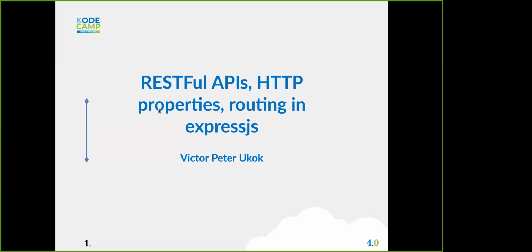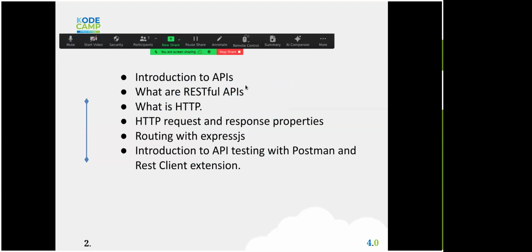Let's go to the next page. Introduction to APIs. So what are APIs? I know you guys have heard APIs, APIs, APIs. You guys have also heard back end. What is back end? What are APIs? Then what are RESTful APIs? There are different types of APIs, but we'll talk about RESTful APIs. Then we'll look at HTTP as a topic. What is HTTP? Why is it even important to our lives as developers? Then we'll look at the request and response properties of HTTP.